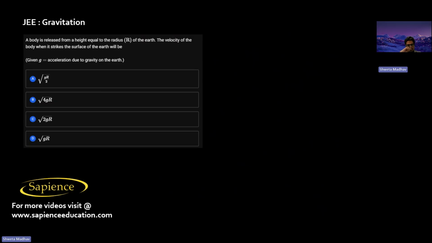Here it is told a body is released from a height which is equal to the radius of the earth. The velocity of the body when it strikes the surface of the earth will be. So it is released from here. The loss in potential energy is equal to the gain in kinetic energy. So here the velocity is v and the initial velocity is 0. So half m v square minus 0 is equal to the final kinetic energy minus initial kinetic energy, that is equal to the initial potential energy minus final potential energy.